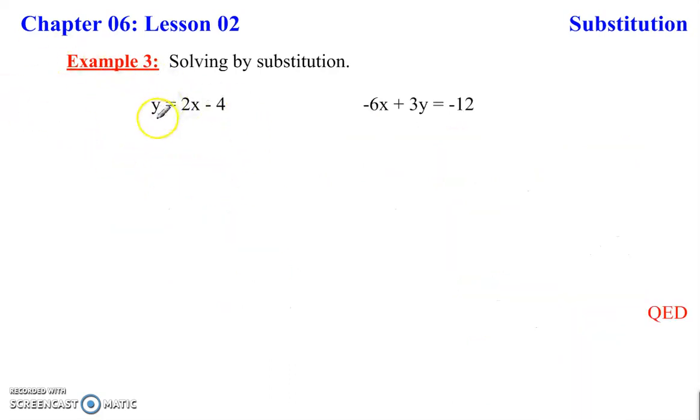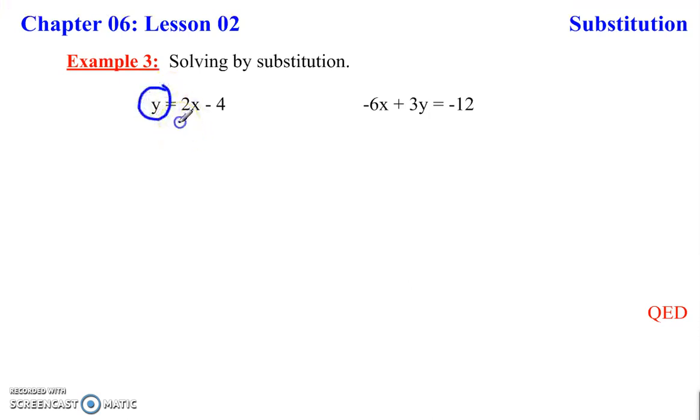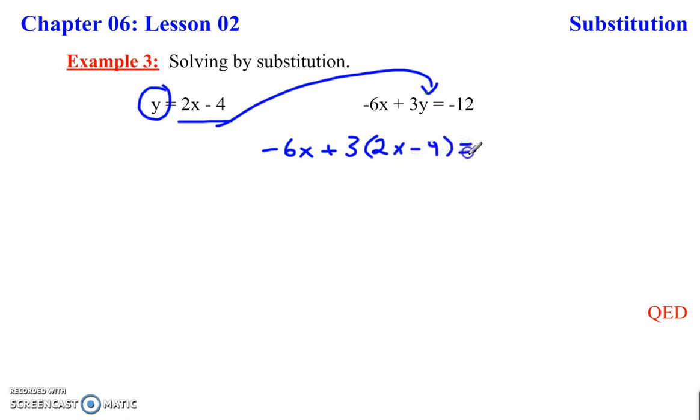Alright, third example here. y is 2x minus 4. Notice this is already solved for y, so we're going to use this and substitute that in for y. Okay, so we're going to have negative 6x plus 3 times 2x minus 4 is equal to negative 12. Okay, go ahead and pause the video here and try to solve this, see what you get.